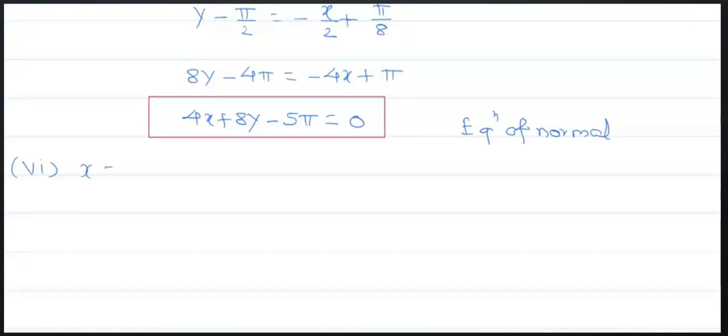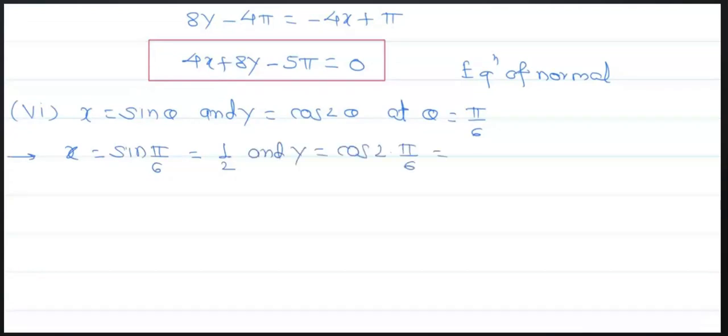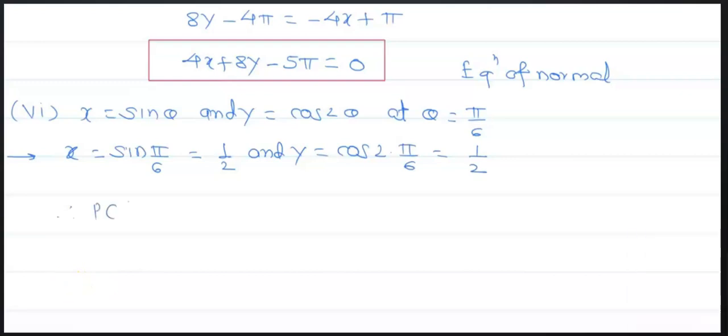Now the problem number 6. That x is equal to sine theta and y is equal to cos of 2 times theta at theta is equal to pi by 6. These are the parametric equations we have given. We'll find out the values of x at theta is equal to pi by 6. x is equal to sine of pi by 6, sine 30, that is equal to 1 upon 2. And y is equal to cos of 2 into pi by 6, that is cos of pi by 3, that is cos 60, that is equal to 1 upon 2. And that's why you have the point 1 upon 2 and 1 upon 2.